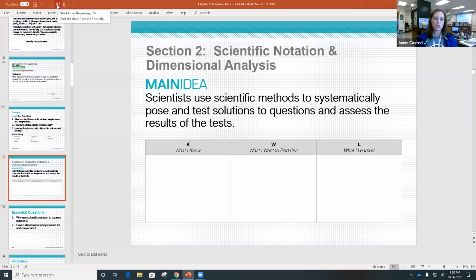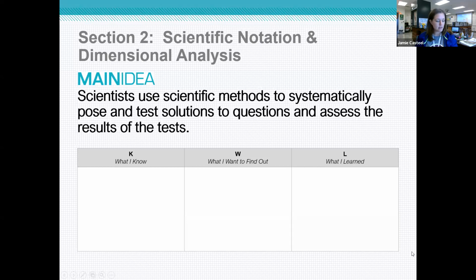Section 2. Scientific notation and dimensional analysis. Don't be scared. Dimensional analysis is just what Ms. Wright, if you were here for Integrated 1, she calls it railroad tracks. You've probably seen it before. I call them T-charts because I draw a T when I do it, so that's what I call it. But dimensional analysis is the true term for it.